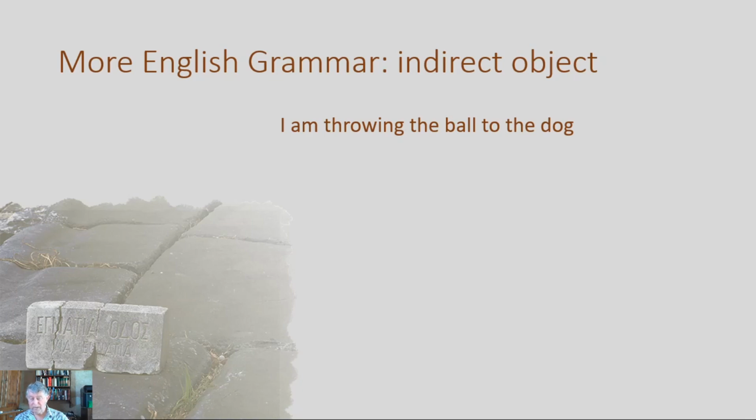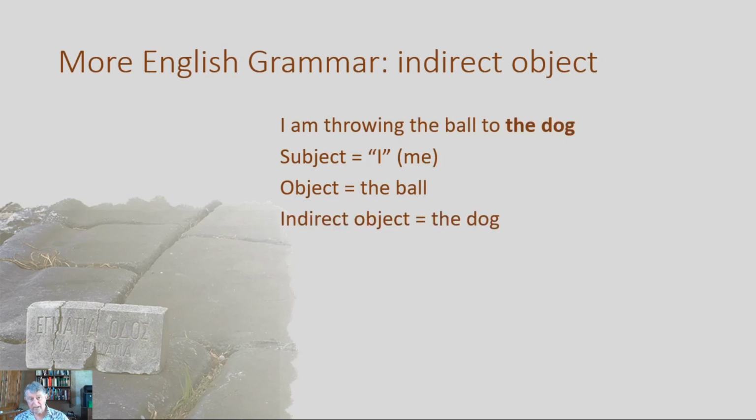I'm throwing the ball to the dog. I am the subject. The ball is the object. The dog is the indirect object. And notice also that we've got one other little element in this sentence we haven't come across before, which is the word to. And to is a preposition. We're going to be thinking a little bit more about those before very long, but not at the moment. So there is our basic sentence, and there is the extra little bit: to the dog, an indirect object.